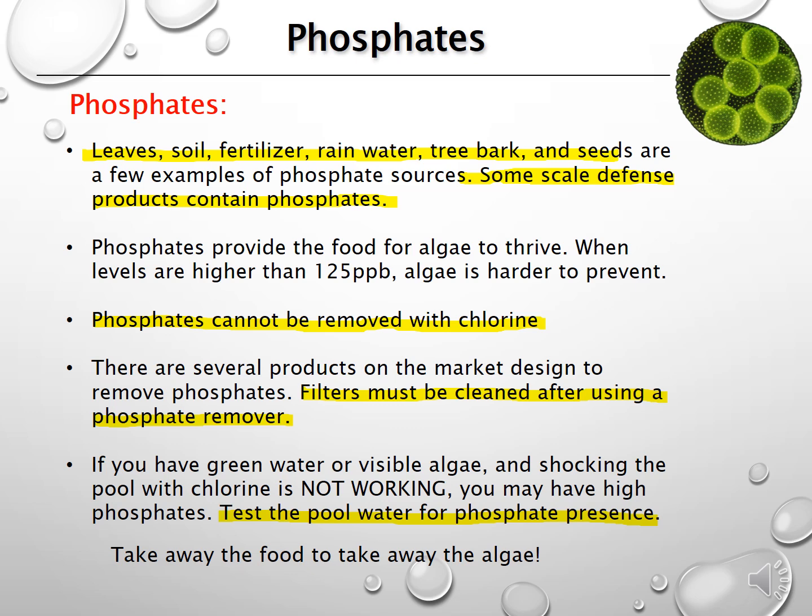We use one called Phosphoree that will collect the phosphates and then trap them in the filter. The filters must be cleaned after using a phosphate remover, or they will be gummed up and clogged up and cause even more problems. If you have green water or visible algae and shocking the pool with chlorine is not working, then that may be an indicator that you have high phosphate levels. So you should have the pool water tested for phosphates. There are home test kits, and your pool professional can also test it.